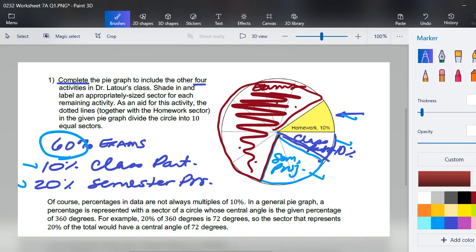Of course, percentages and data are not always pretty multiples of 10%. In a general pie graph, a percentage is represented with a sector of a circle whose central angle is the given percentage of the 360 degrees. So for example, 20% of 360 degrees is 72 degrees. So that would represent 20% of the total, and it would have a central angle of 72 degrees.